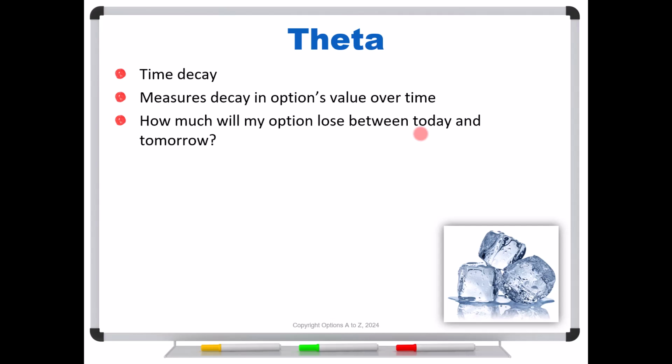How much is my option going to be worth if I have 29 days? And however much that option loses, that would be your theta. So if you have long options you've purchased, you will have negative theta. All else equal, they're going to lose value over time.